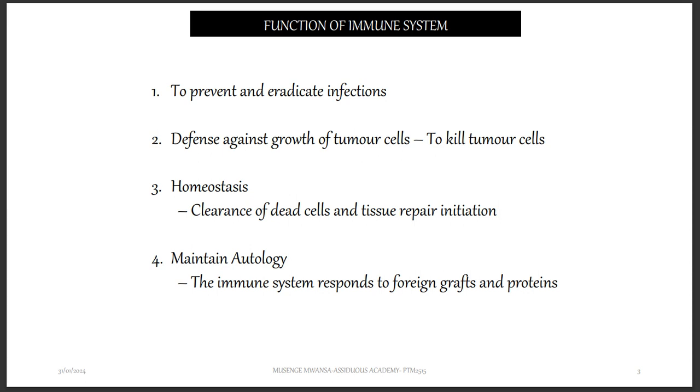So the environment inside should be okay, the same way it's supposed to be working. Another function of the immune system is to maintain autology. What do you mean by that? The immune system is going to be able to respond to foreign grafts and proteins. So, for example, what do you mean by foreign graft?